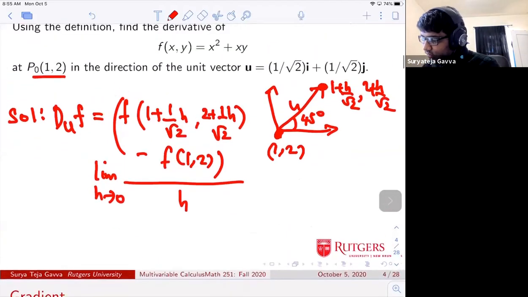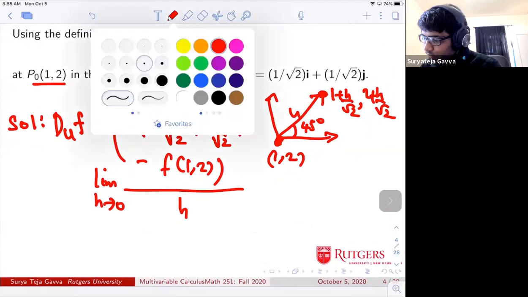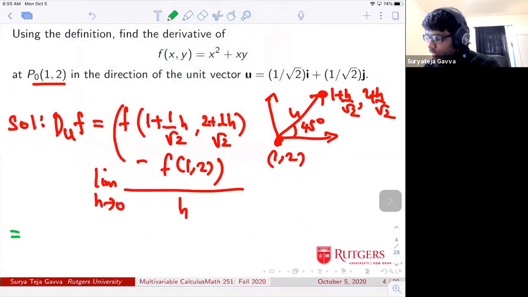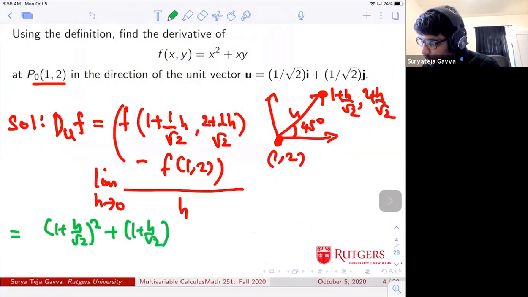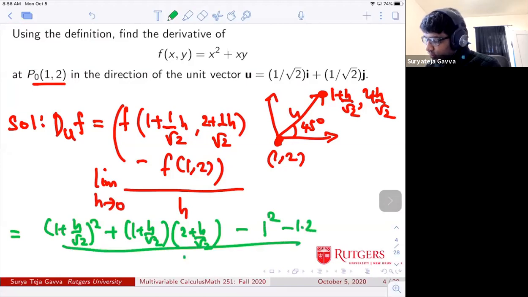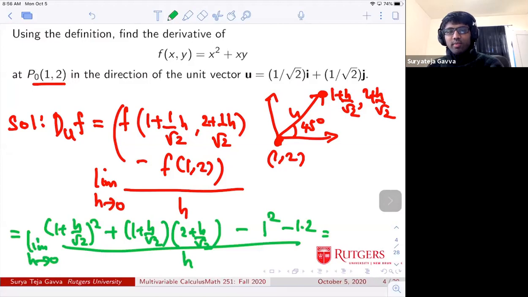So let's compute that. So just plug everything in. So this f is x squared plus xy. So this is (1 plus h over square root 2) squared plus (1 plus h over square root 2) times (2 plus h over square root 2). So that's x squared plus xy, minus x squared plus xy at the point, so minus 1 squared minus 1 times 2, over h, as the limit as h goes to 0. Okay, so that's the limit you're trying to compute.